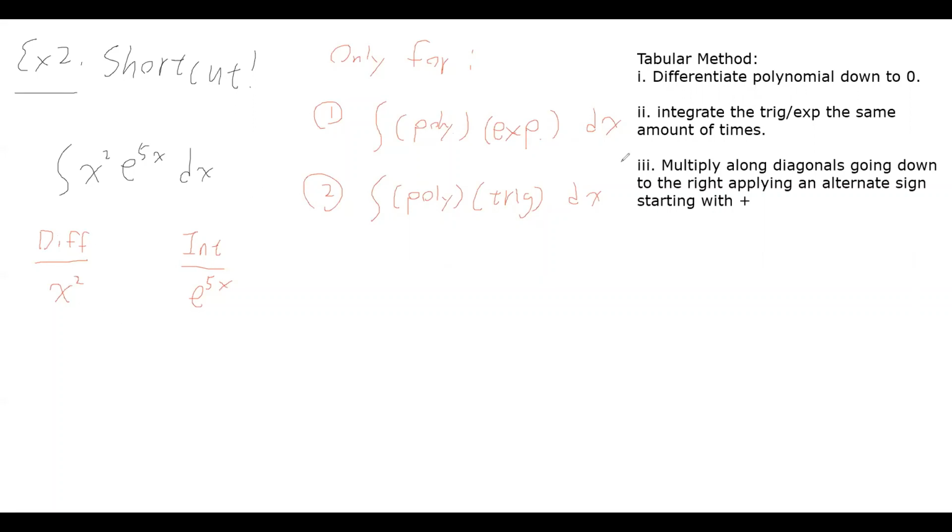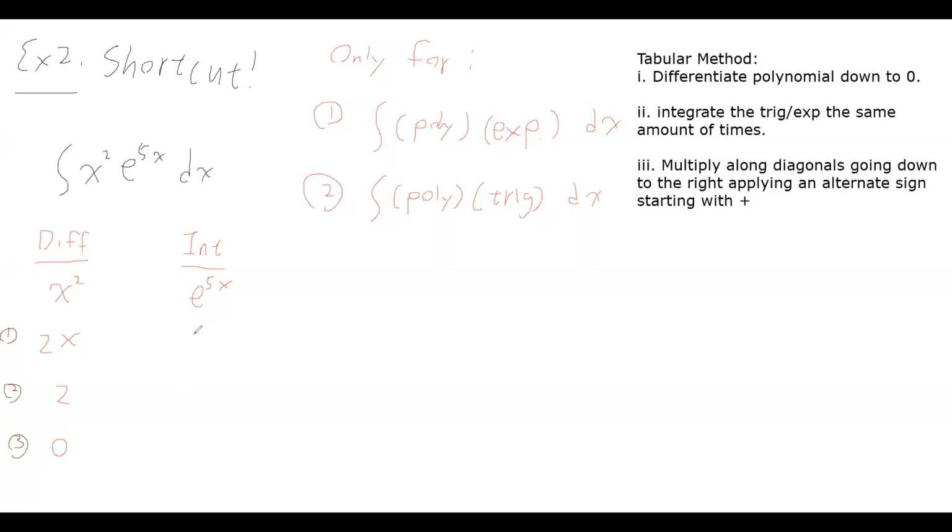All right, so first step, differentiate the polynomial down to 0. Let's just keep differentiating this thing to get to 0. First derivative 2x, second derivative 2, and third derivative 0. So we took the derivative 1, 2, 3 times. Let me make a little note here. That means we have to perform step 2, which is integrate the trig or exponential function the same number of times. So we have to integrate this 3 times as well.